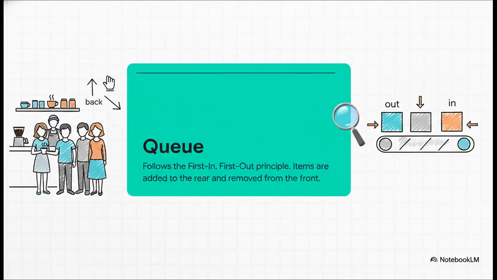A queue is, well, it's exactly what it sounds like. Just like a line at a coffee shop. The first person to get in that line is the first person to get coffee. It's the exact same logic for data. The first piece of information we add to the back, or the rear as we call it, is the very first one that gets processed and taken out from the front. It's simple, it's fair, and it's insanely useful.